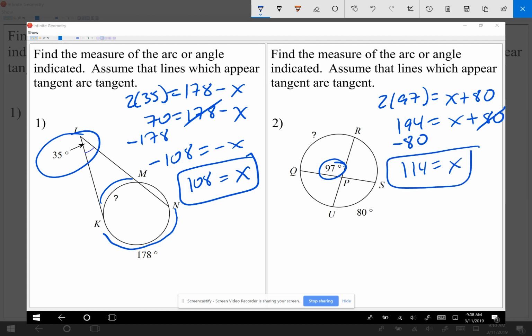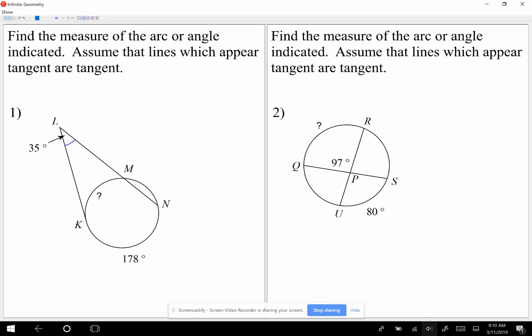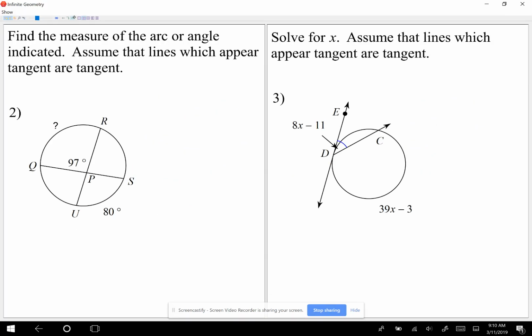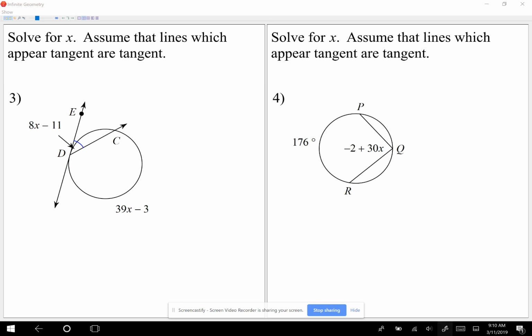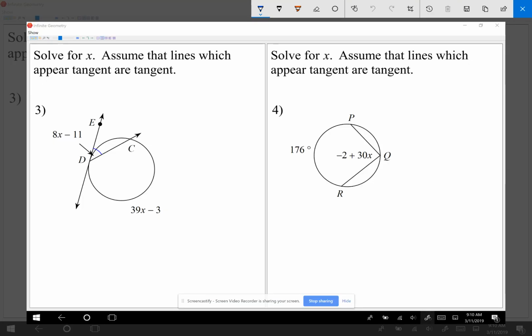So these are the easy ones. Just remember, if the angle's on the inside, you add the arcs. If the angle's on the outside, you subtract the arcs. Now, if the angle is on the circle, 2 times the angle is equal to the arc that it creates. Let's take a look at a couple of examples here. Now it's going to be a little more complicated.